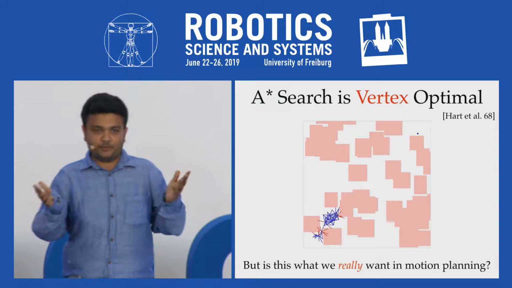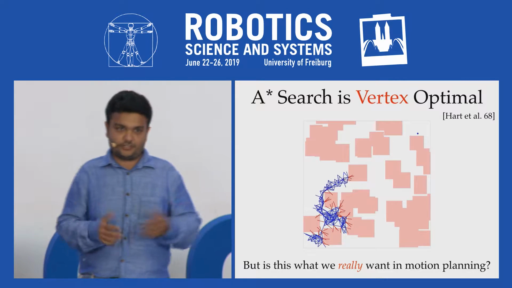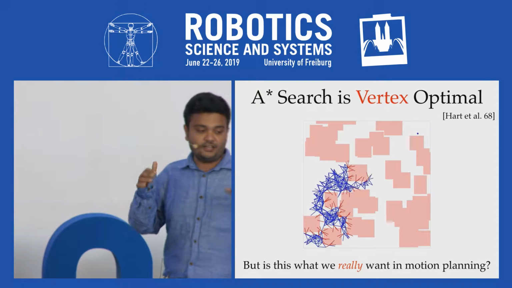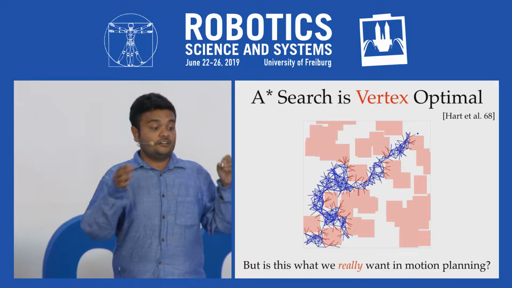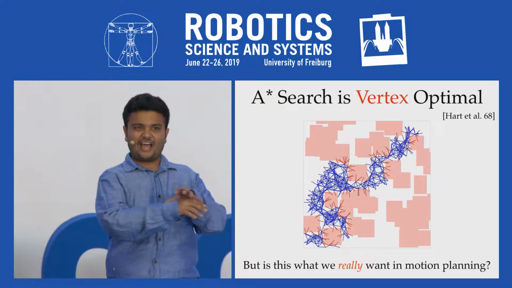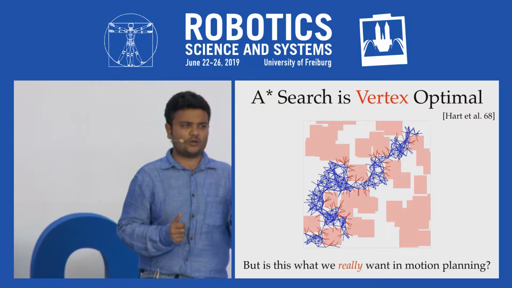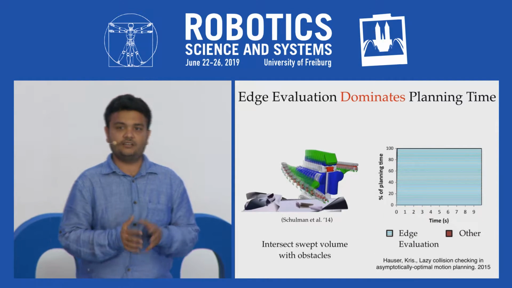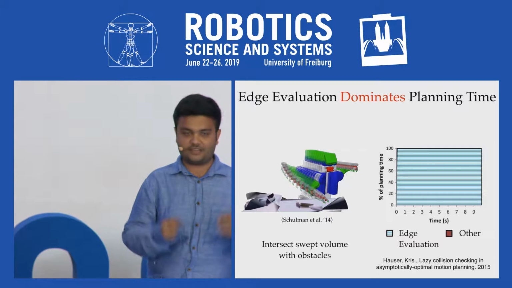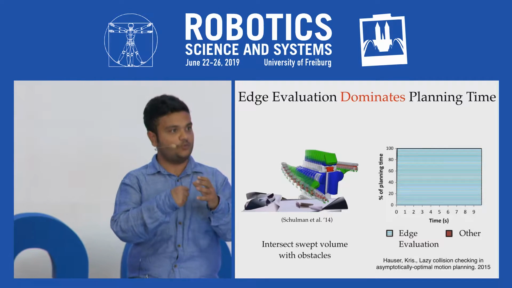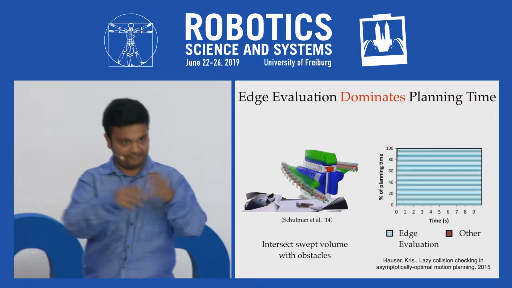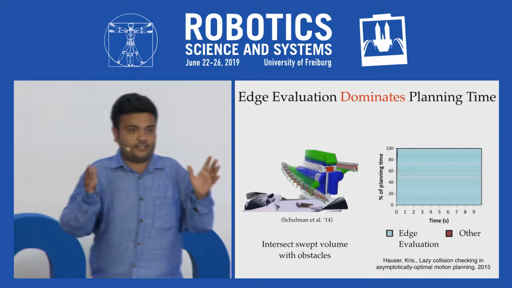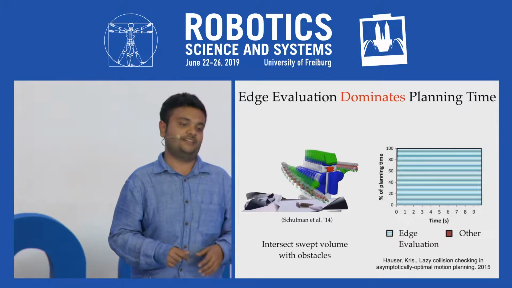So one popular method to solve this is using A-star search. But as you can see above, A-star search actually checks all these edges in blue, which are actually feasible. And this is not what we really want in motion planning, because edge evaluation is the computational bottleneck in motion planning, as it requires a lot of collision checks between the robot model and the environment model. And it has been shown that it can take almost 100% of your planning time.